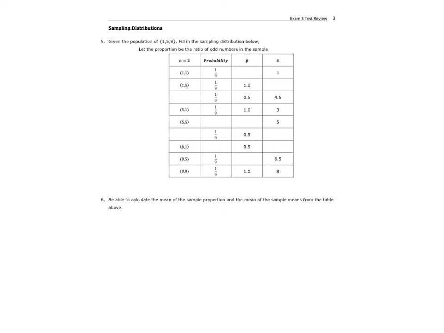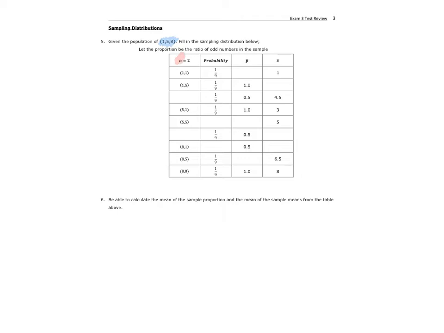Hey guys, here we are with question number 5 from the exam 3 test review, talking about populations and then taking samples from that population, sampling distributions. So here, my entire population is a population of 3 numbers. I've got the numbers 1, 5, and 8 in my entire population. To simplify this sampling distribution, I'm going to look at samples from the population of size 2.